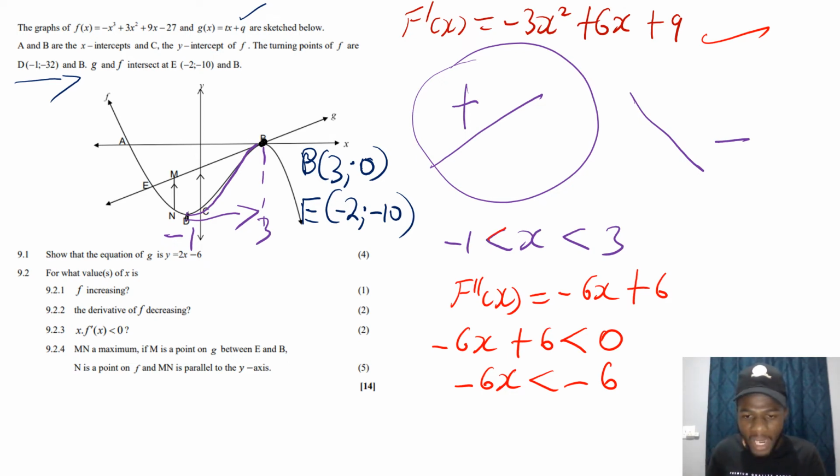Then let's divide by -6 so that we can be left with x only. If we divide by a negative, the inequality sign is going to change direction. So instead of less than, it will be greater than. Then -6 divided by -6 will be left with 1. So x is greater than 1. That is where the derivative of f is decreasing, or that is where the function f is concaving down. So you must know that. Okay, we are done with that one.